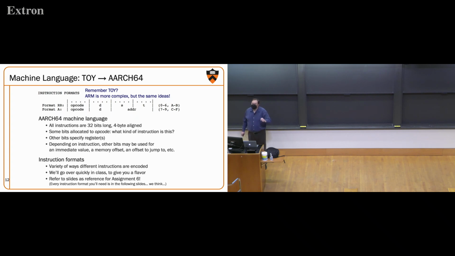So unless I did something really, really wrong, all of the instructions that you're actually going to need for assignment 6 are on these slides. So that's going to be kind of a shortcut to wading through the 1,748 page instruction set reference.